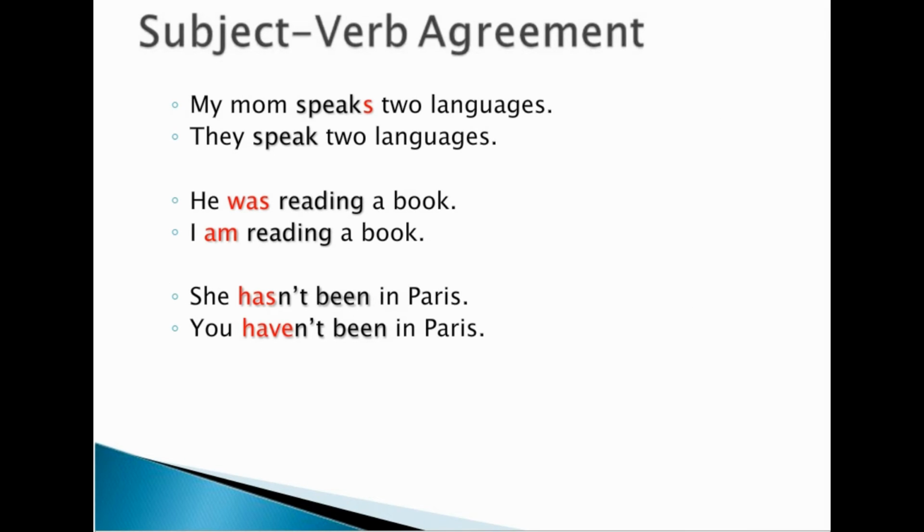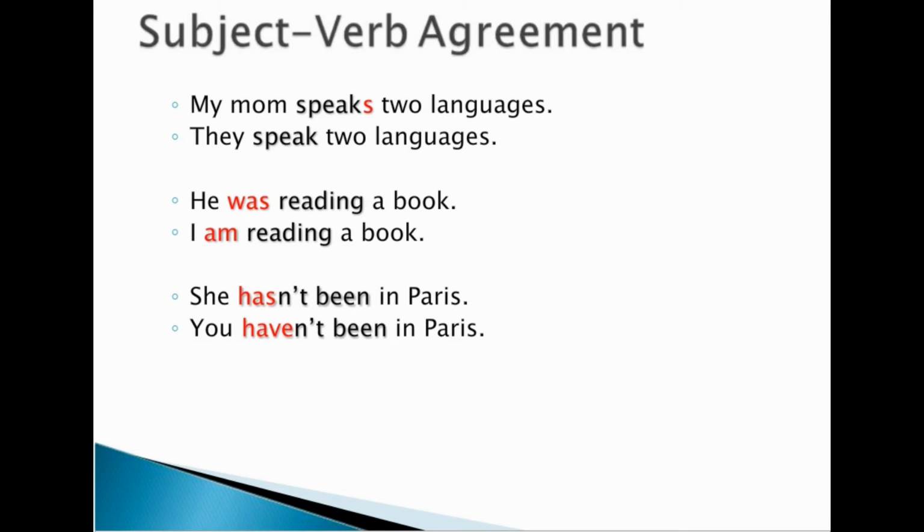In this slide, we'll try to analyze why it is very important to identify a subject in a sentence. Let's take a look at the first two sentences. My mom speaks two languages. They speak two languages. In two sentences, we have the same verb, speak. However, the verb speak has two different forms. My mom speaks and they speak.